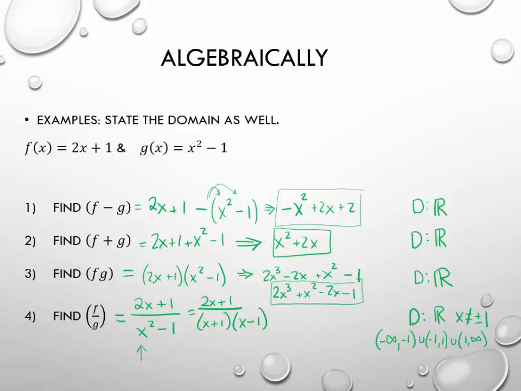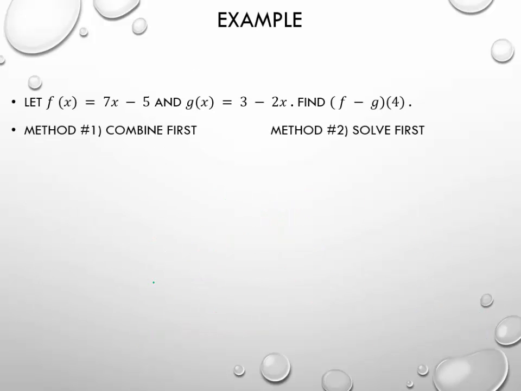Okay. Next one. Okay, so those all dealt with f of x and g of x and stuff like that. This is saying, hey, what about f minus g of 4? Well, there are 2 ways of doing this. Let's talk about method 1. Okay? Method 1, we're going to take these 2 and we're going to combine them first.